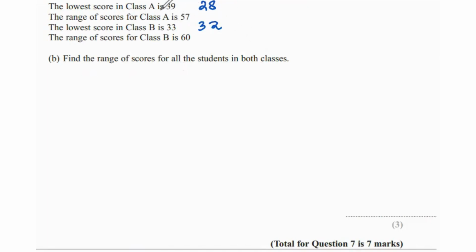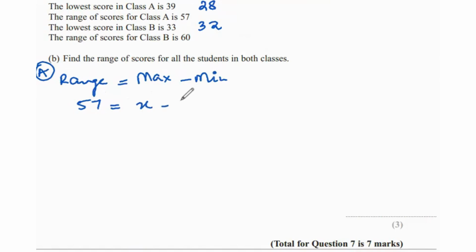So we can use this to find the highest score in A. Range is basically your maximum value minus the minimum value. So for A, that's 57 equals x minus 39. So 57 plus 39 equals x, and that's going to give us 96. That's the maximum score in A.